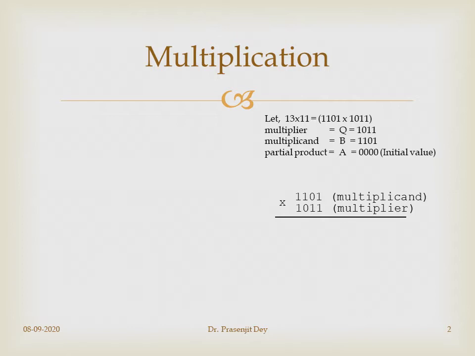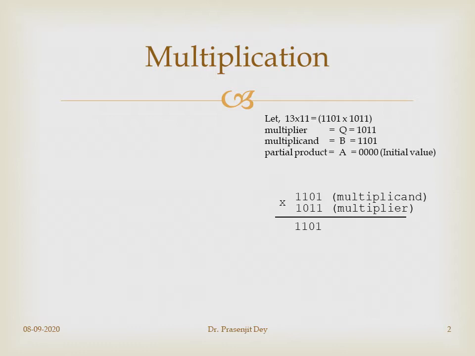Now if you use the pen and paper approach, all I need to do is consider each bit of the multiplier from right to left, multiply that bit with the multiplicand and store the result, and after that shift it and proceed consequently. So in this example, if we want to multiply 1101 with 1011, we consider the last bit of the multiplier, 1, and multiply it with the multiplicand, which gives us 1101.